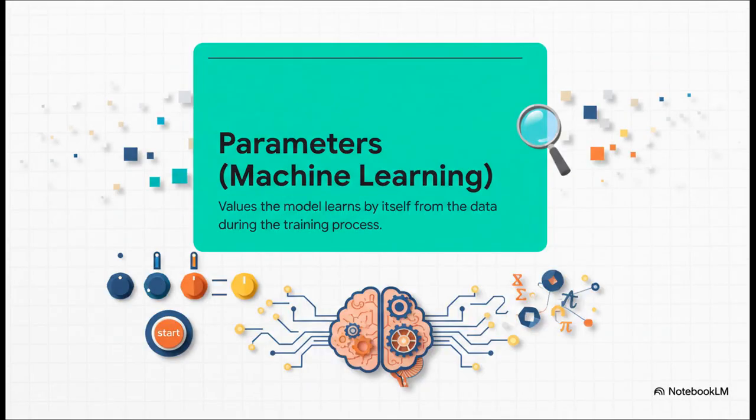Then, on the other side of the coin, you've got the parameters. This is what the machine learns internally. Once you've set your knobs and hit start, the model just gets to work. It starts crunching the data and tweaking millions of its own internal values, like the weights inside a neural network, all to find patterns. These are the things the model learns. You don't touch them directly.